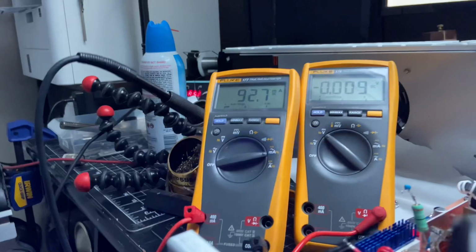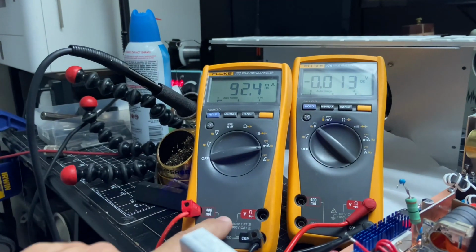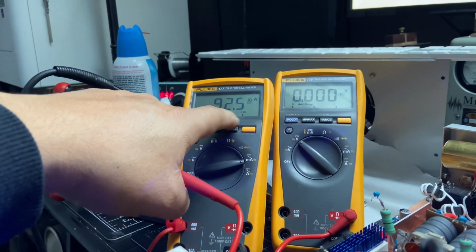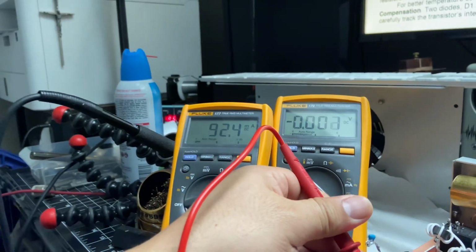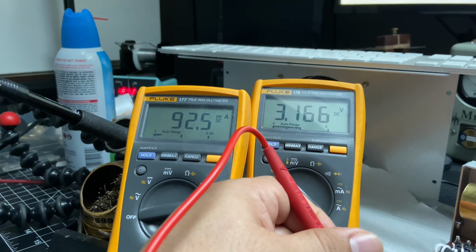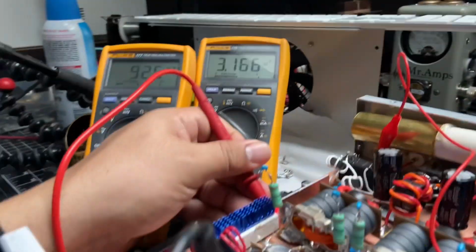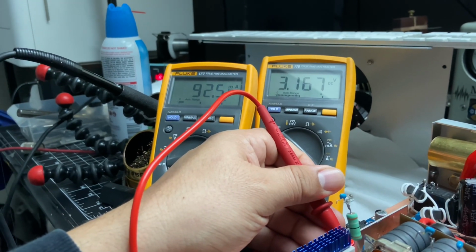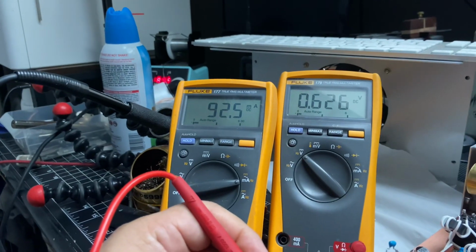So right now we're seeing 92 milliamps. This meter here is set up to read the milliamps going into the transistor, and this one is going to read the voltage that I was talking about. Here we have 3.66 volts. This is what the note says. The voltage should be between 2 to 4, not 5, not 6, not 8. Between 2 and 4.